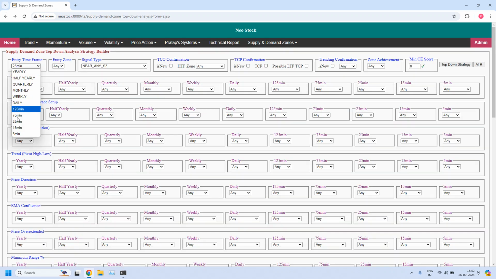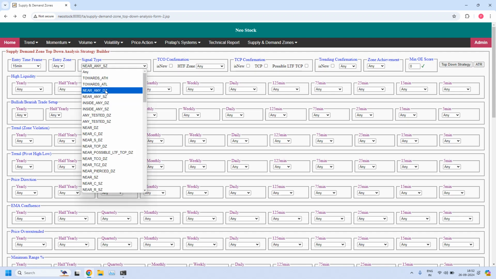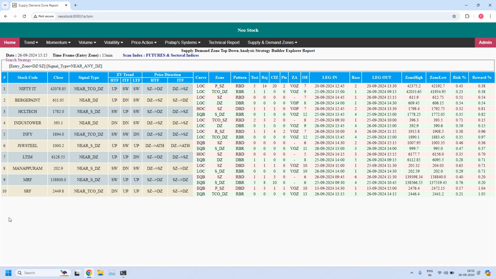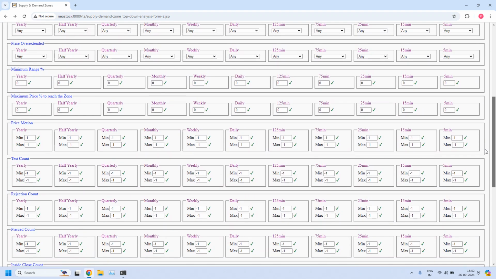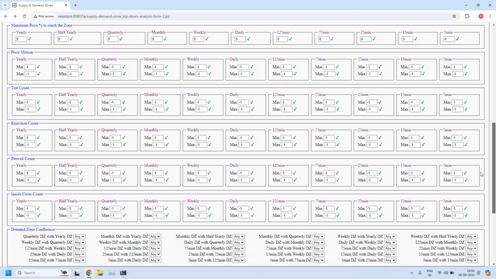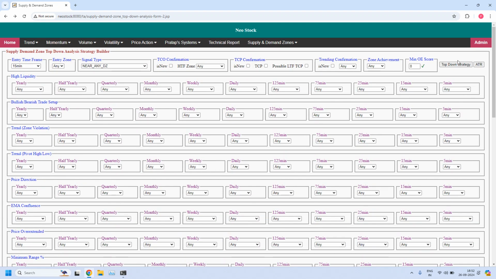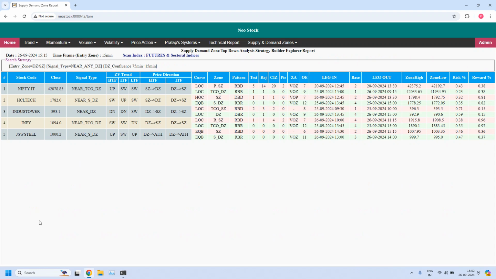Next time frame is 15 minutes. Let's find the stocks near 15 minutes demand zone. 10 stocks are filtered. Let's verify whether any of these 15 minute zones have an ITF demand zone confluence. That is 15 minutes demand zone with 75 minutes demand zone confluence. So in the demand zone confluence, I am enabling the filter 15 minutes demand zone with 75 minutes demand zone confluence. Let's verify. So 5 stocks.